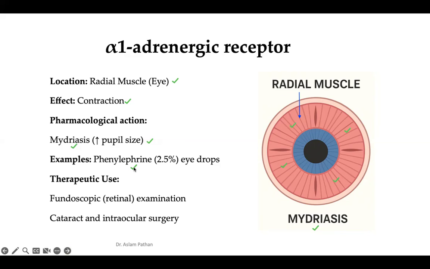The therapeutic use of phenylephrine is fundoscopic retinal examination, and cataract and intraocular surgery. So alpha-1 adrenergic receptor activation leads to mydriasis.